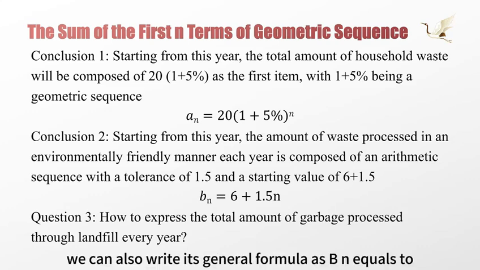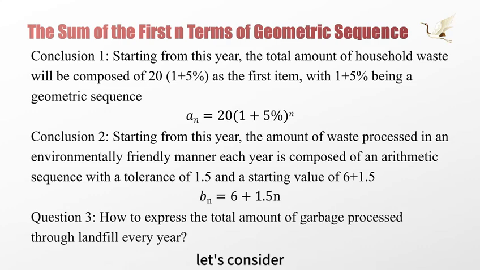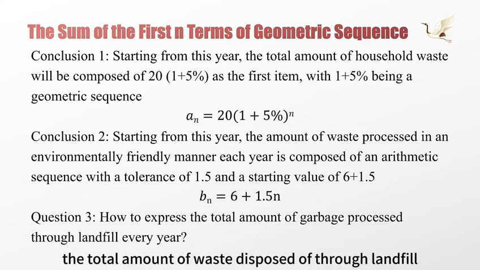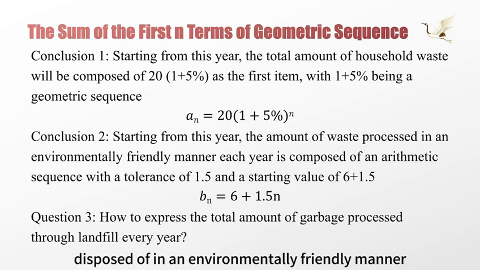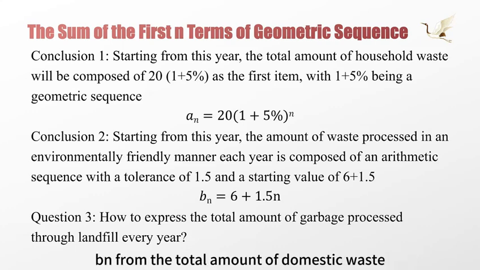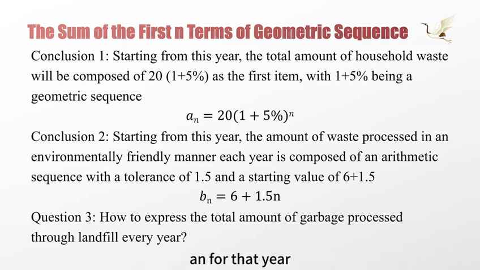Similarly, we can also write its general formula as Bn equals 6 plus 1.5n. Let's consider how to represent the total amount of waste disposed of through landfill each year. Indeed, we simply need to subtract the amount of waste disposed of in an environmentally friendly manner Bn from the total amount of domestic waste An for that year.